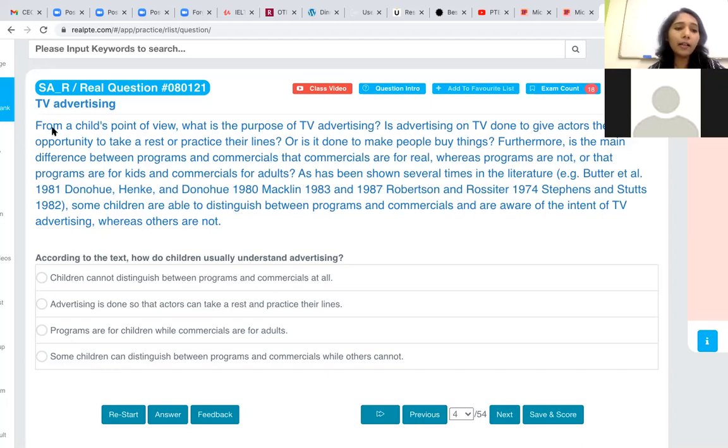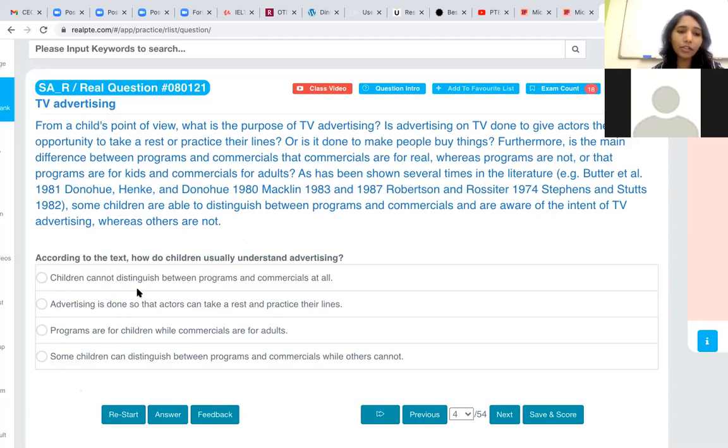So if you look at it, from a child's point of view, what is the purpose of, so you're skimming through the passage, is advertising on TV done to give actors an opportunity to take a rest or practice their lines? Or is it done to make people buy things? Is the main difference between programs and commercials that commercials are for real, where programs are not? Or that programs are for kids and commercials for adults, as has been shown several times in the literature. Some children are able to distinguish between programs and commercials and are aware of the intent of TV advertising, whereas others are not. So we skim through the passage, we give extra attention to the first sentence and the last sentence. Now we read through the options.